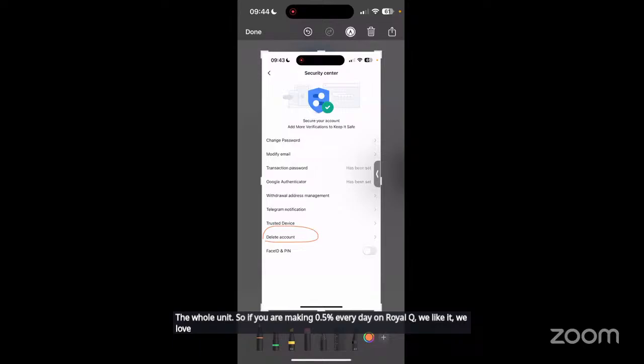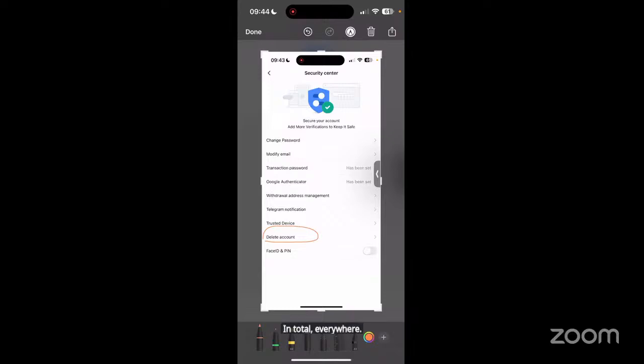Okay, guys. But if you are not happy with this beautiful application, I just took you through it in total, everywhere. We went to every corner. We went to the back door, front door, everywhere. If you are not happy, please delete and leave us in peace.